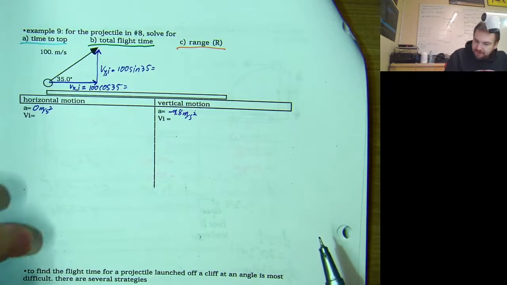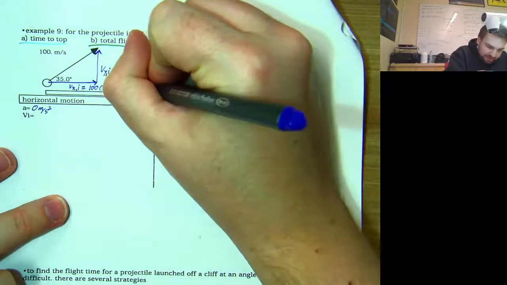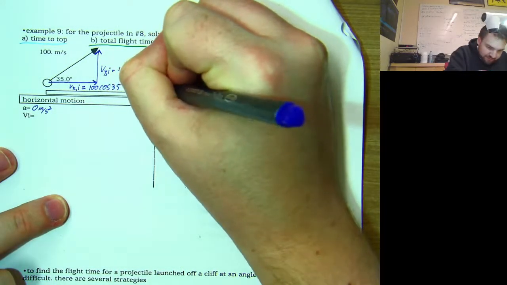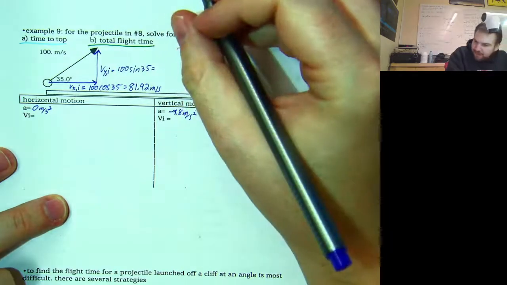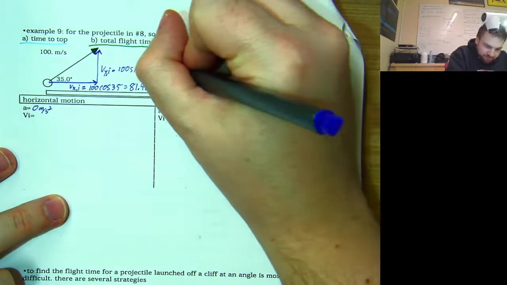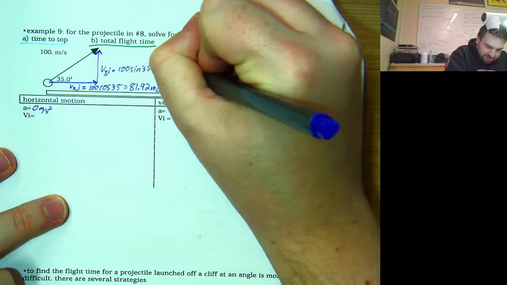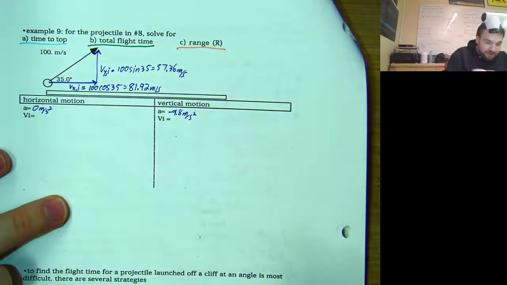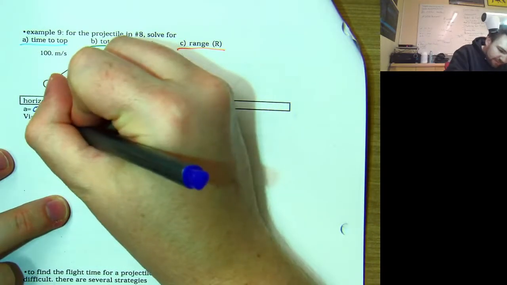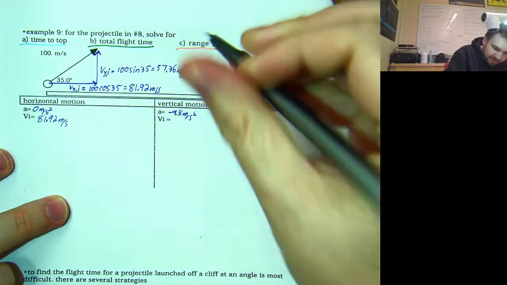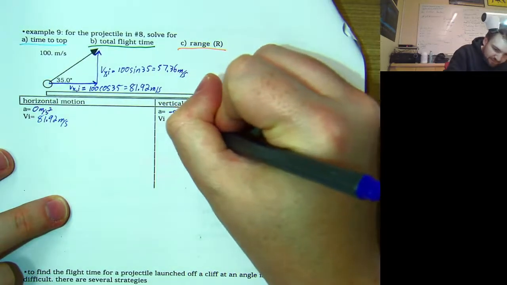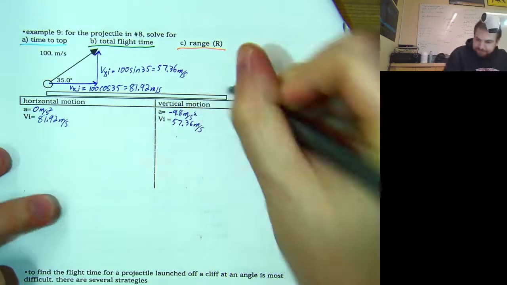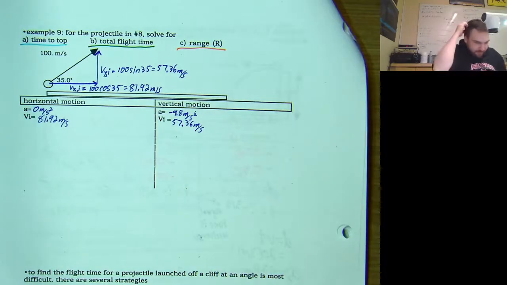100 cos 35 is 81.92 meters per second, and the Vy component is 57.36 meters per second, so I want to add that to our chart down here. 81.92 meters per second and 57.36 meters per second. Now we want a few things: the time to the top, the total flight time, and the range.